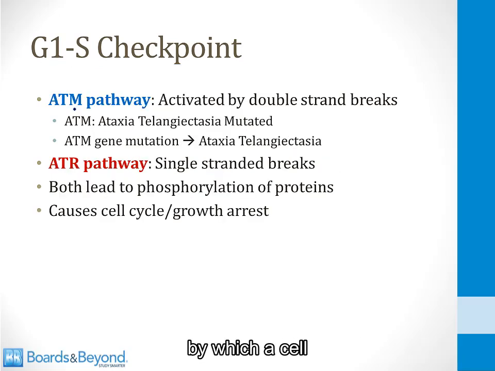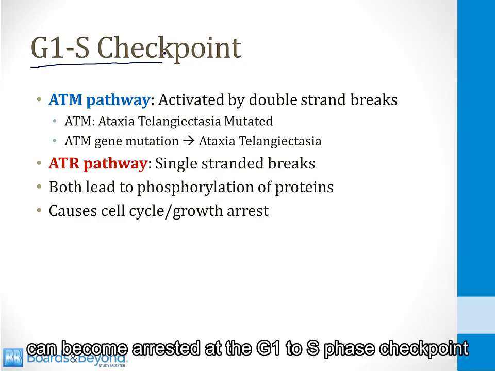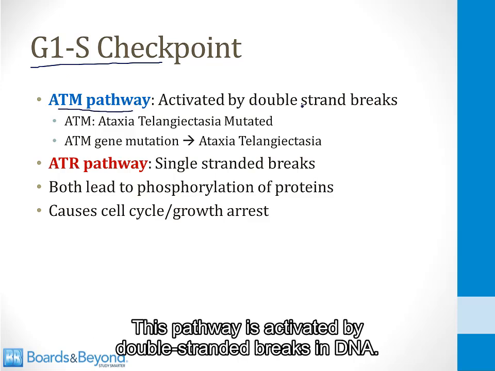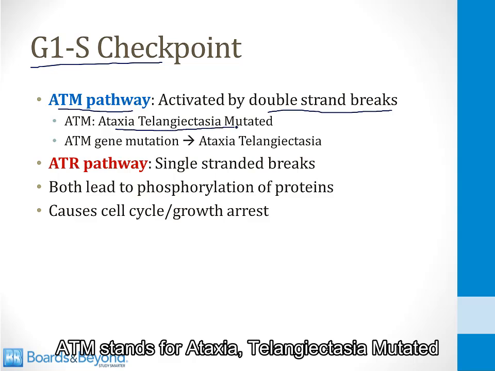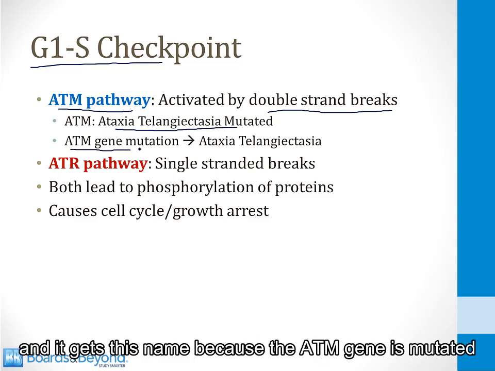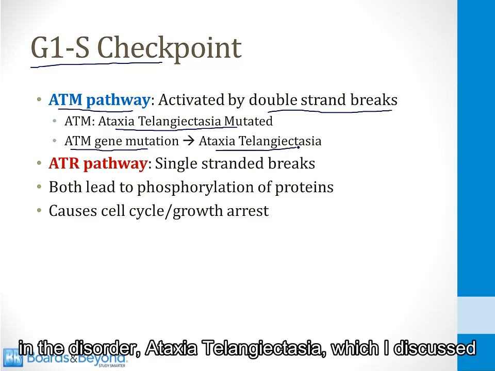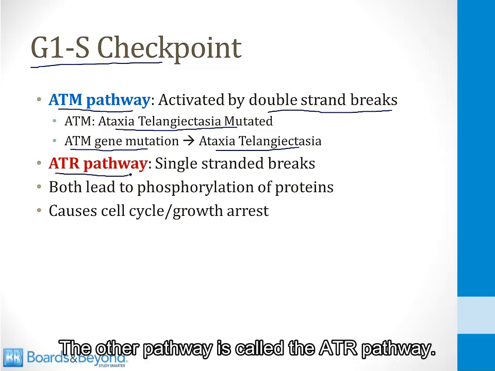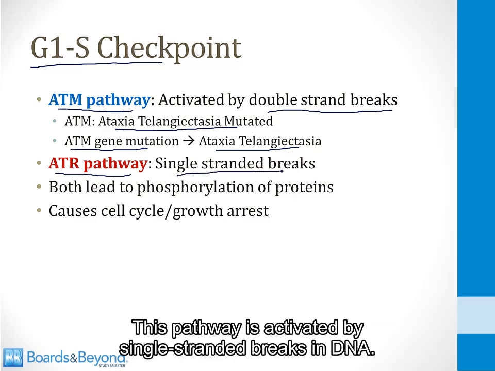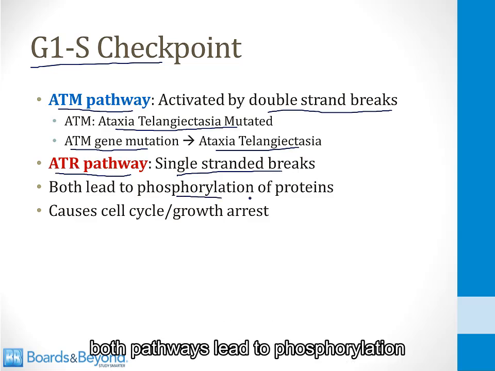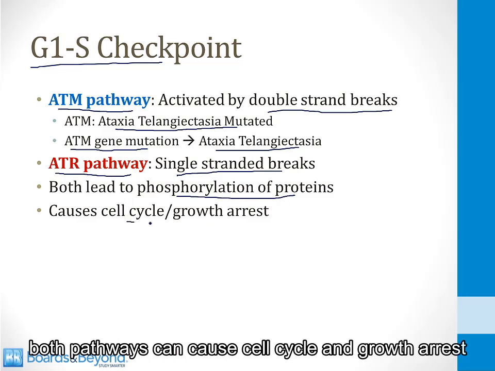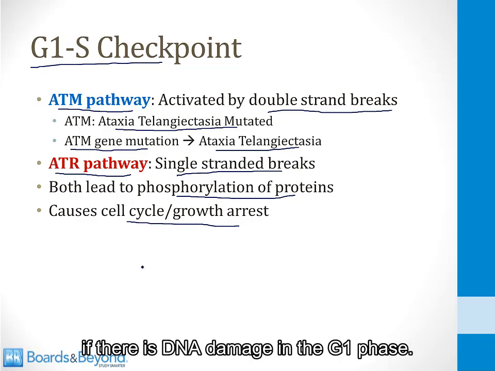There are two pathways by which a cell can become arrested at the G1 to S phase checkpoint if DNA damage has occurred. The first one is called the ATM pathway. This pathway is activated by double-stranded breaks in DNA. ATM stands for ataxia telangiectasia mutated, and it gets this name because the ATM gene is mutated in the disorder ataxia telangiectasia, which I discuss in the neurology section in the video on the cerebellum. The other pathway is called the ATR pathway. This pathway is activated by single-stranded breaks in DNA. Both pathways lead to phosphorylation of proteins, and via phosphorylation of proteins, both pathways can cause cell cycle and growth arrest if there is DNA damage in the G1 phase.